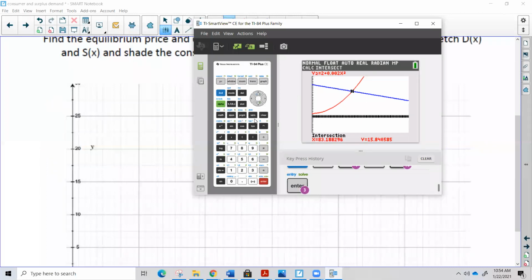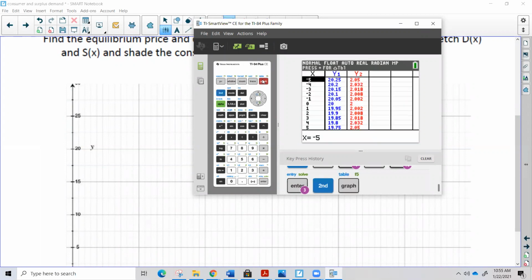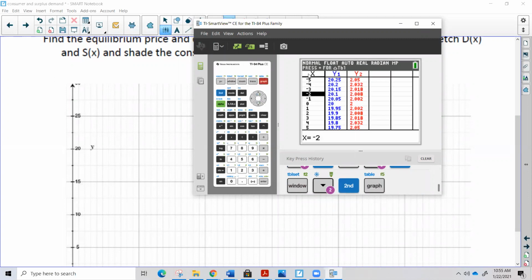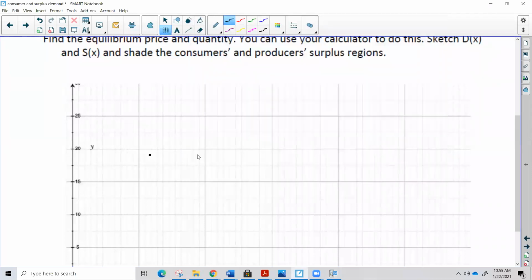So again, what you could do is go to second table set. If you change your second table set back to auto and just make sure that your table starts around 0 or before 0, and you go to second table, it's going to list the X values and then the Y values for both curves. So if you go down to 0, you can see that your demand curve, which we put in Y1, starts at 20, and your supply curve starts at 2. And then again, we want the equilibrium point.